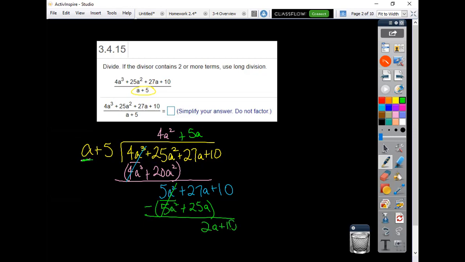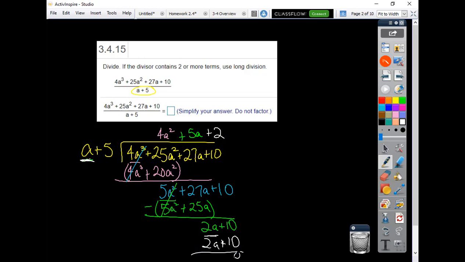So my final step here: a times what to get 2a? And hopefully you say 2. And then 2 times a would be 2a, and 2 times the 5 would be 10. And so when I work that out, that is exact.